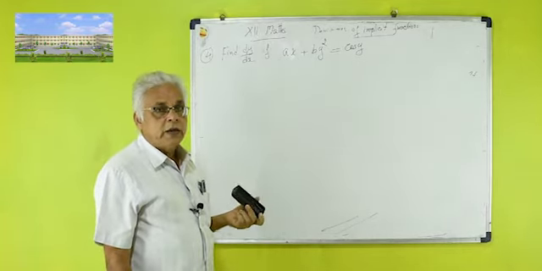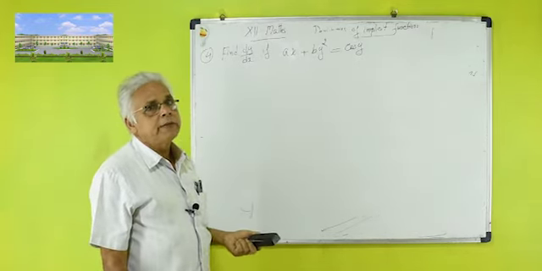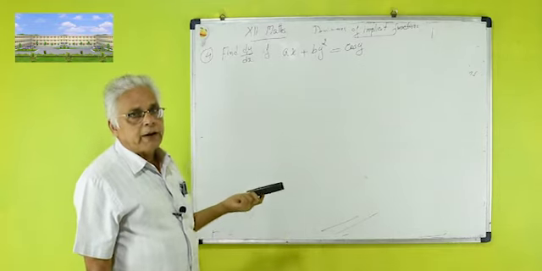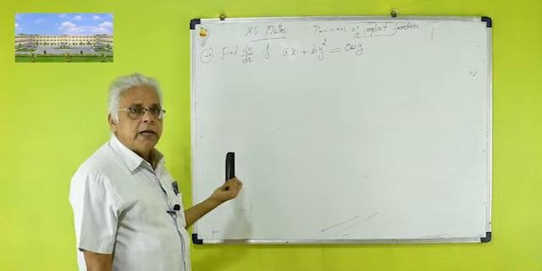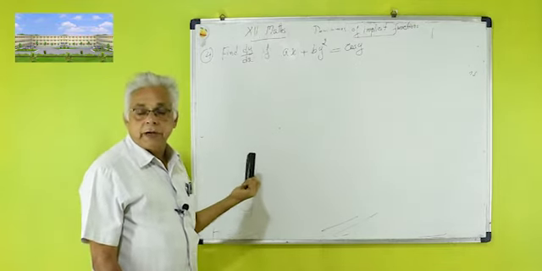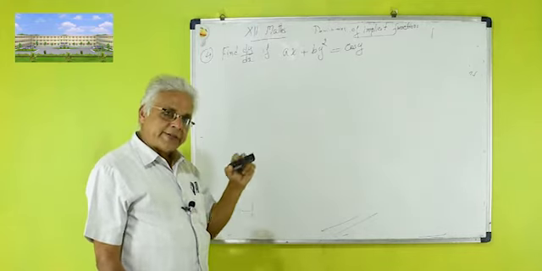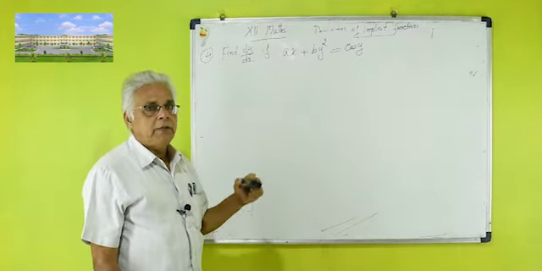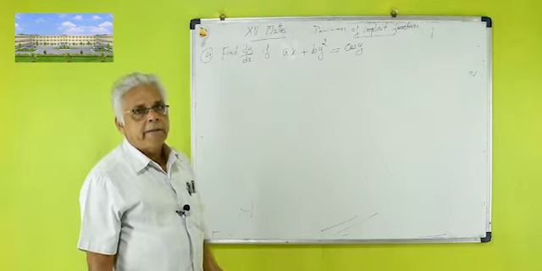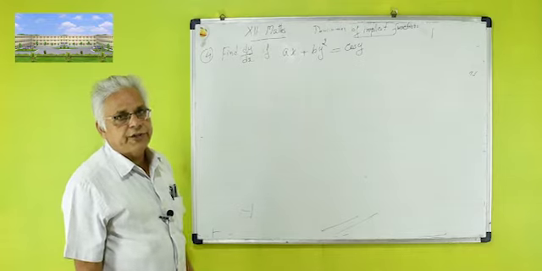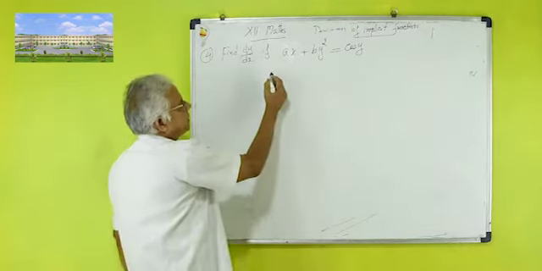to differentiate both sides with respect to x. Apply the sum or difference rule. Then apply the chain rule. Take the dy by dx terms on the left side and other terms on the right side. Then the final step: dy by dx is equal to the right hand side divided by the coefficient of dy by dx. So differentiate both sides.